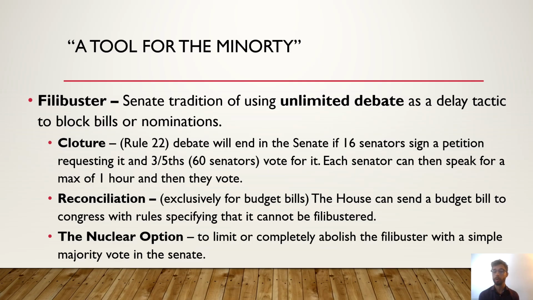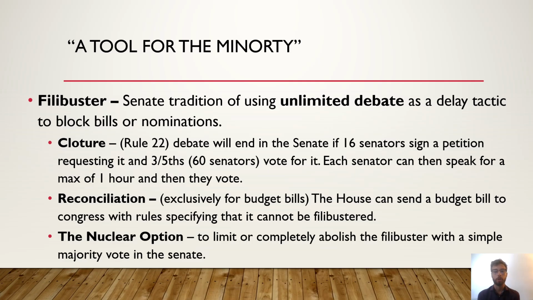So cloture, also referred to as Rule 22, is where debate will end in the Senate if 16 senators sign a petition requesting it and 3/5, 60 senators at large, so a supermajority, vote for it. Each senator can then speak for a max of 1 hour and then they must cast a final vote. So cloture, basically stating if you have a 3/5 majority, a supermajority of 60 senators among the 100 who agree that we just want to vote, then you can end the filibustered debate.